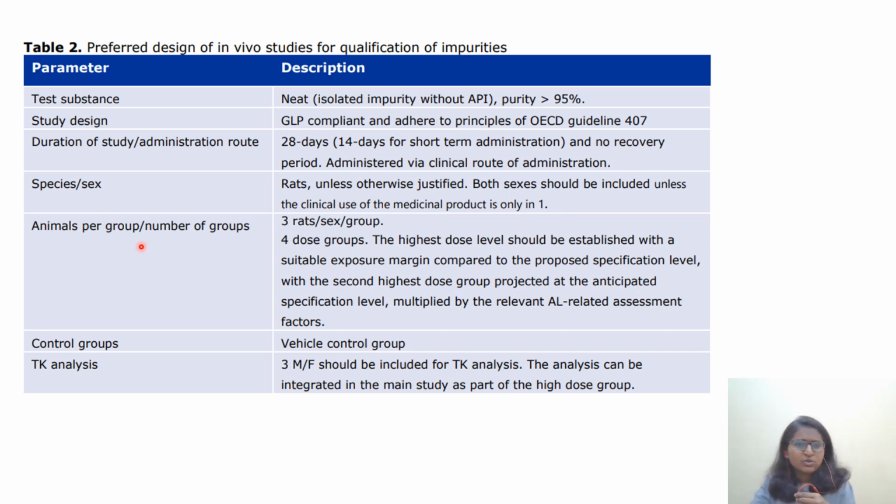Regarding animals per group and number of groups, use 3 rats per sex per group. There should be 4 groups: control, low dose, mid dose, and high dose. The highest dose level should be established with a suitable exposure margin compared to the proposed specification level, with the second highest dose group projected at the anticipated specification level multiplied by relevant assessment factors. A vehicle control group should be there, and for TK analysis, 3 males or females should be included. The TK analysis can be integrated in the main study as a part of the high dose group.